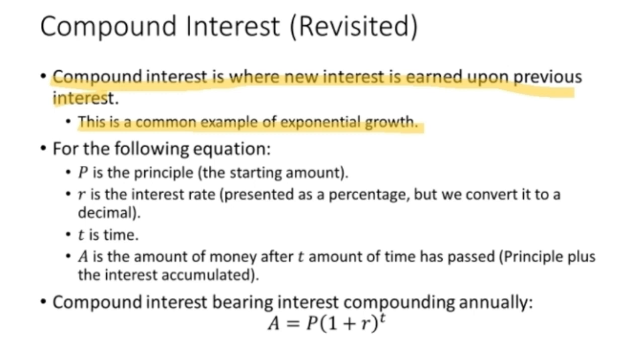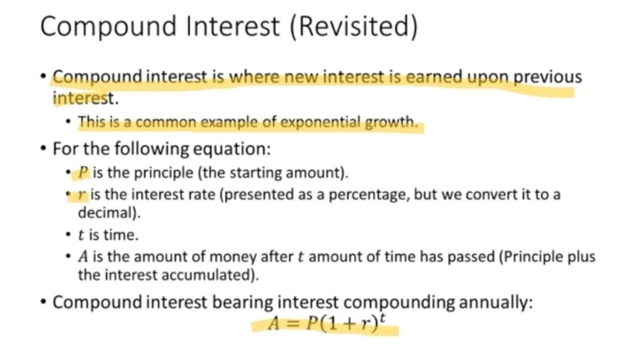If we have compound interest that is compounding annually, recall that our formula is A equals P times 1 plus R raised to the t. P is our principal, our starting amount. R is our interest rate, which is usually represented as a percentage. R, thanks to what we just learned, would be an example of a growth rate, because that is the rate at which we are growing.